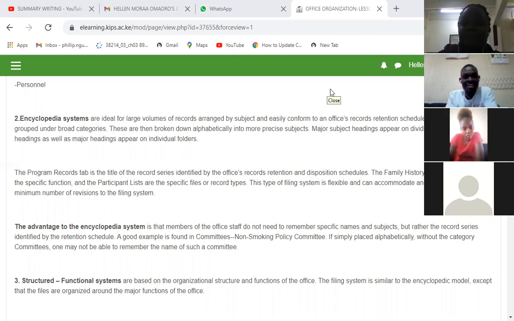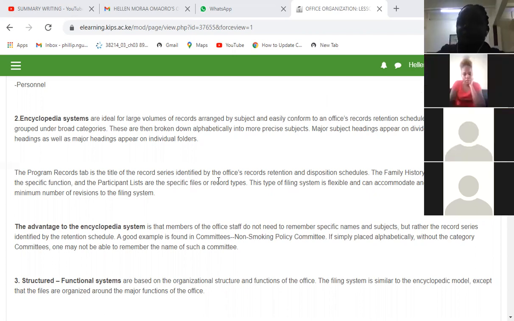Can I assist them? Well, in an encyclopedia system of filing, this refers to where large volumes of records are arranged by subject. Encyclopedia means you arrange the documents which have a large volume, huge information, using the subject filing. Then you break down the information alphabetically. So encyclopedia means you file the documents which are large volumes in a different file. In most cases, when you see encyclopedia system, we use box file. Okay.